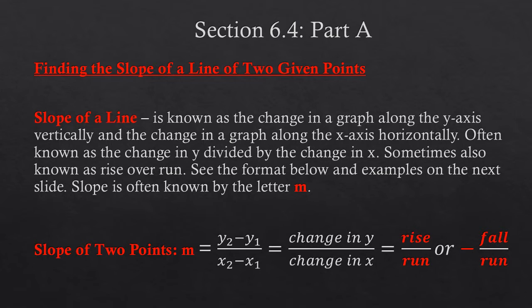Slope is often known by the letter or variable m. The slope of 2 points formula is y sub 2 minus y sub 1 divided by x sub 2 minus x sub 1, which is equal to the change in y over the change in x, which is equal to rise over run or fall over run.